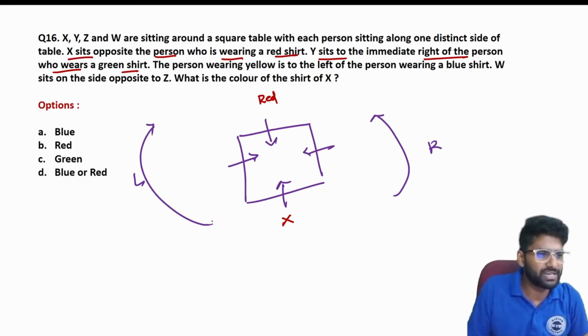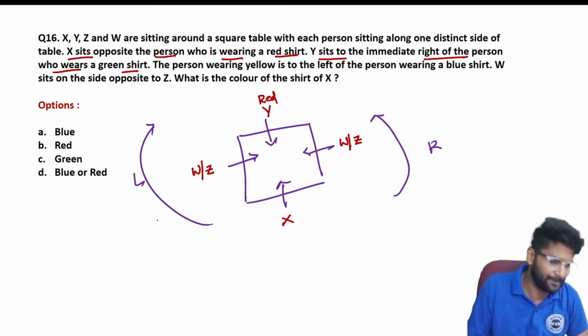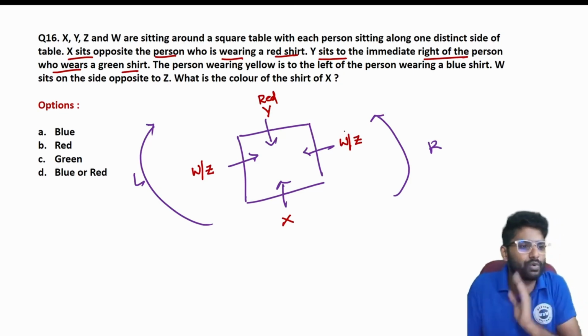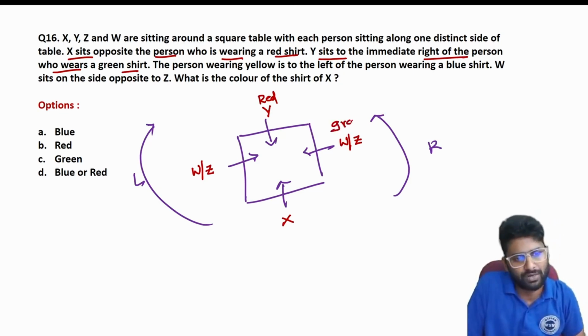W sits opposite side of Z. Guys, we can conclude that W and Z are placed opposite to each other. Now you can conclude that red must be here. Now see, Y sits immediate right of the person who wears green. So the person Y is immediate right of the person who wears green. So you can conclude that this is green.